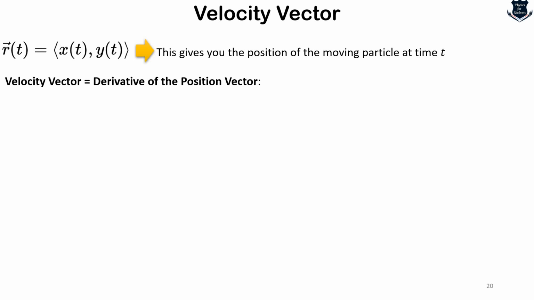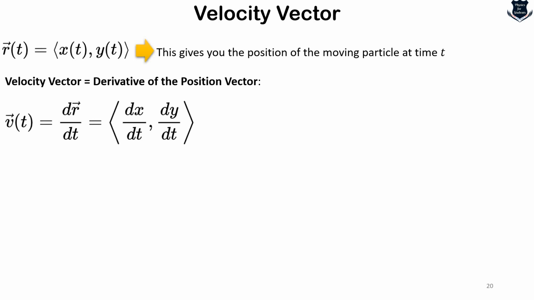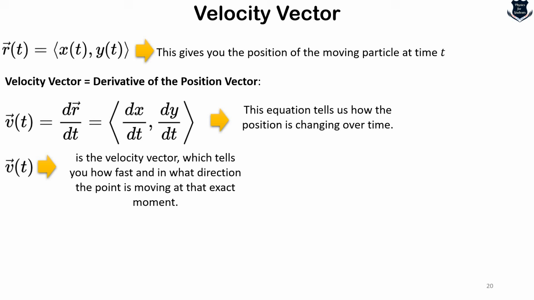So we start with the position vector r of t, which gives us the location of a particle at time t, and then we take the derivative and we get the velocity vector. This looks something like this. Don't worry, I will give you a very simple derivation which follows the chain rule of calculus. So from here, what we can understand is that this term v of t is the velocity vector, which tells you how fast and in which direction the particle is moving.